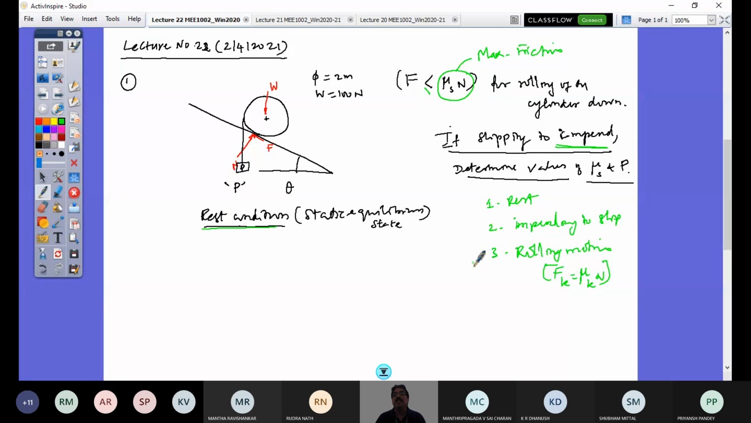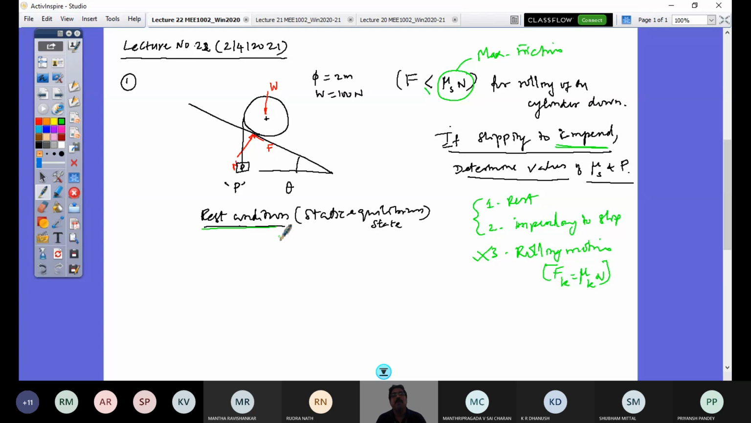But in today's problem discussion, we are not going to look at this state. We are working with the data given, and this problem asked for the rest condition to impending to slip condition. Impending to slip condition means this value of F should reach mu s times N. Rolling condition means the friction force has reached this and gone beyond, and you have your kinetic friction force, mu k times N, right? So this is all the clarity that you should have.